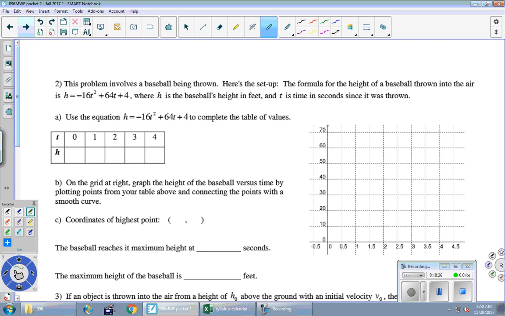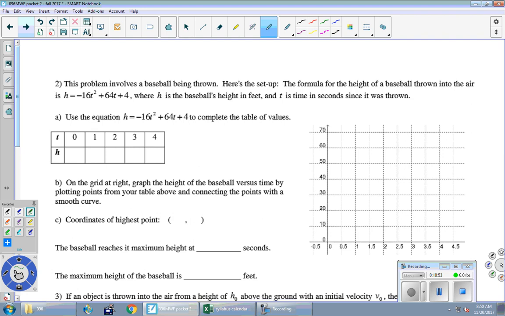All right, so this one involves a baseball being thrown. Here's the setup. The formula for the height of a baseball thrown into the air is h equals negative 16t squared plus 64t plus 4, where h is the baseball's height in feet and t is the time in seconds since it was thrown.